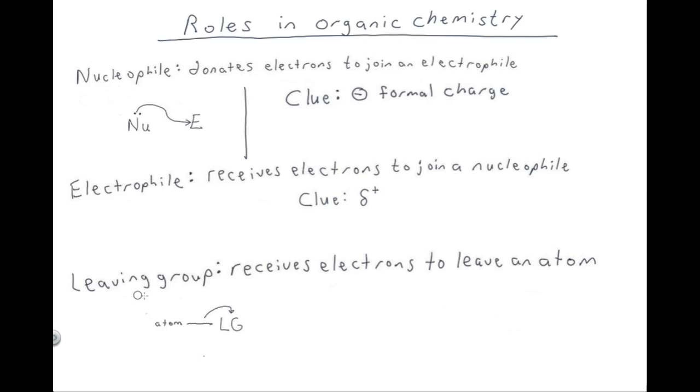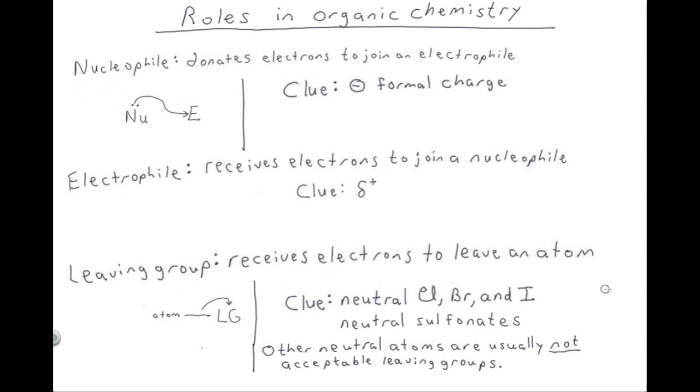What's a good clue to help identify when an atom can act like a leaving group? In our SN2 series, we memorized that neutral chlorine, bromine, and iodide are good leaving groups. And we also learned that another functional group called sulfonates are also good leaving groups. And we learned that other neutral atoms besides these are usually not acceptable leaving groups. We'll get a chance to review sulfonates further later in this video series as well.